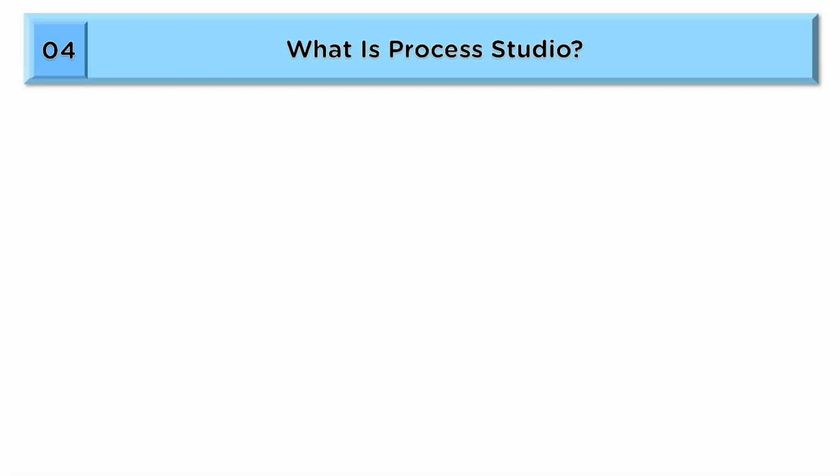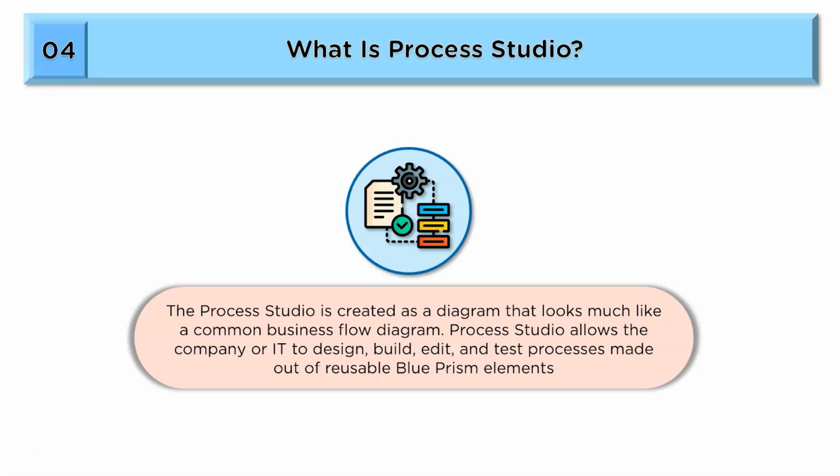What is a process studio? The process studio is created as a diagram that looks much like a common business flow diagram. Process studio allows the company or IT to design, build, edit, and test processes made out of reusable Blue Prism elements. As the library of business objects grows, actions can be scheduled and controlled in the process layer, the top tier of the Blue Prism architecture.